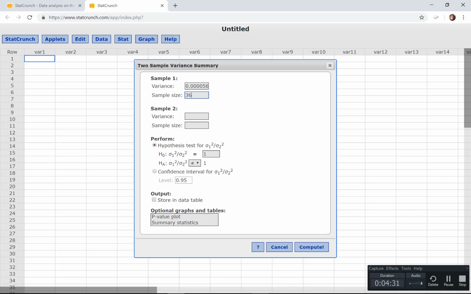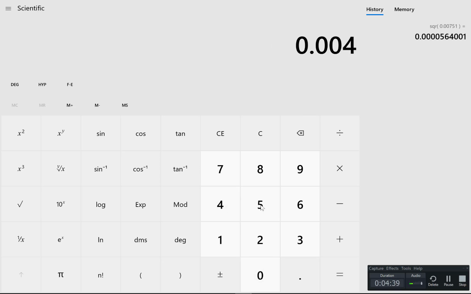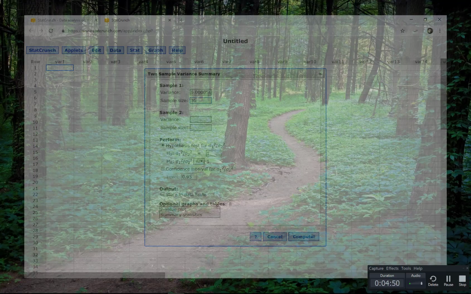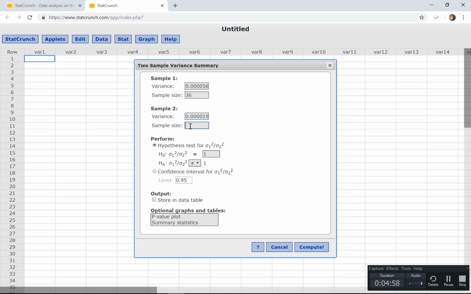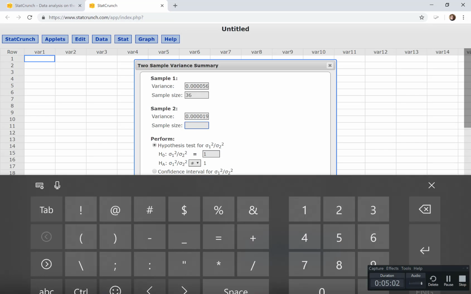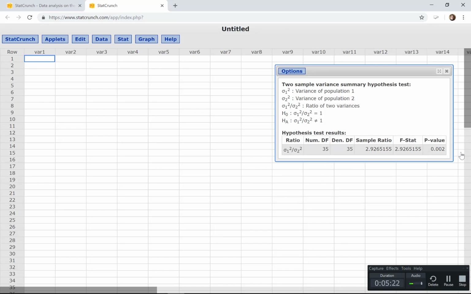Let's do our variance for the Diet Coke, and that's going to be 0.00439 squared. Let's copy that. Let's go back to our StatCrunch, paste that in. And my sample size was 36 again. My null hypothesis is that they're equal, so it's equal to 1, and my alternative was they were not equal, so then the ratio would not be equal to 1. I'm going to compute, and there I have my statistic. So there's my F statistic right there, and my p-value.